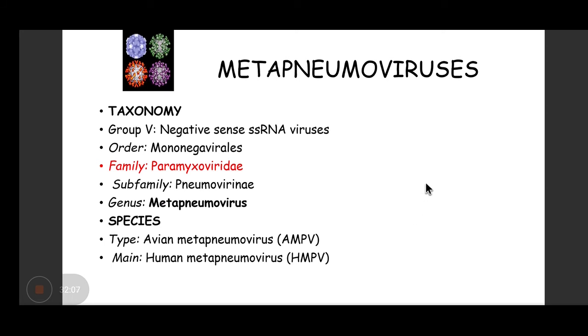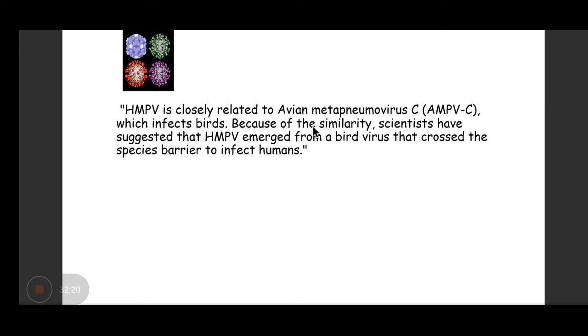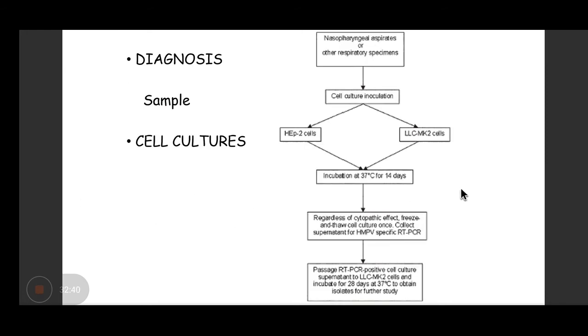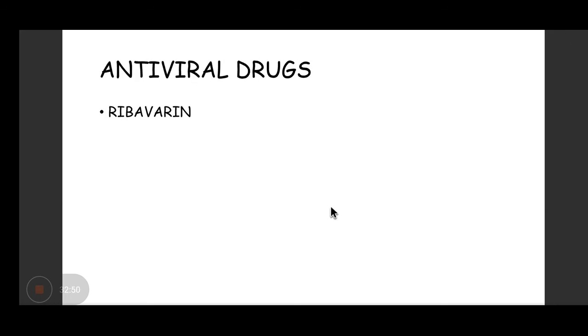Another paramyxovirus is metapneumovirus. There are two types of metapneumovirus: avian metapneumovirus and human metapneumovirus. Human metapneumovirus is similar to one type of avian metapneumovirus, so it is thought that human metapneumovirus is a derivative of avian metapneumovirus. It causes upper respiratory tract infection in 5 to 15% of cases, and lower respiratory tract infection in 5 to 15% of cases. Diagnosis is similar: cell culture and RT-PCR. Right. Antiviral drug ribavirin is the drug of choice for metapneumovirus.